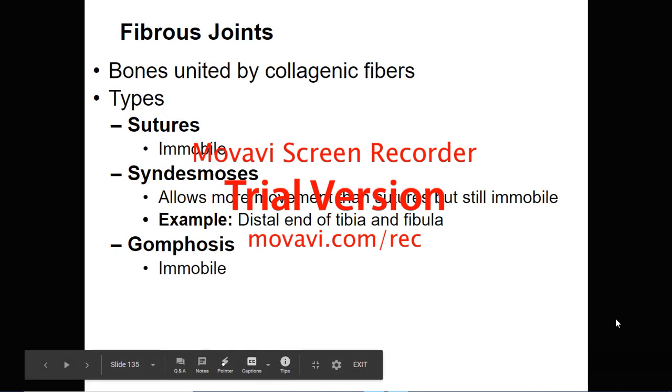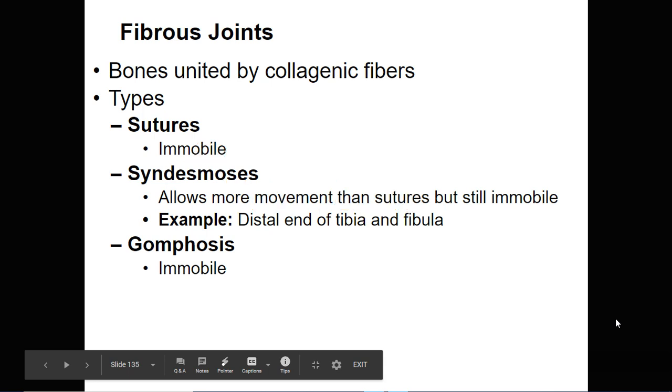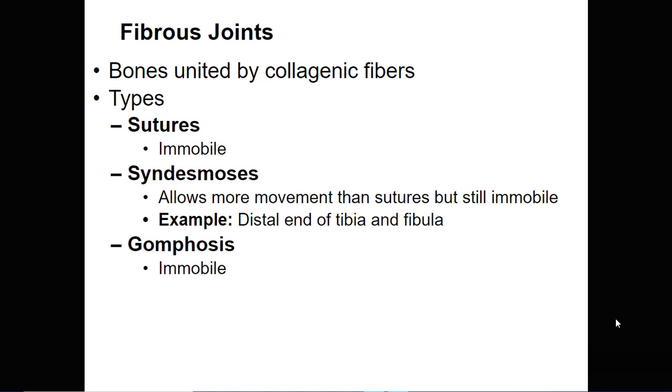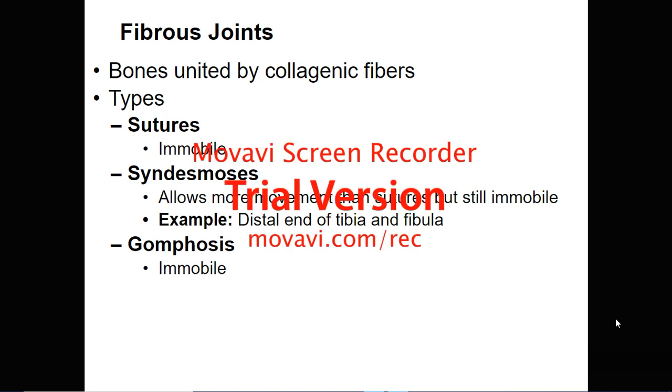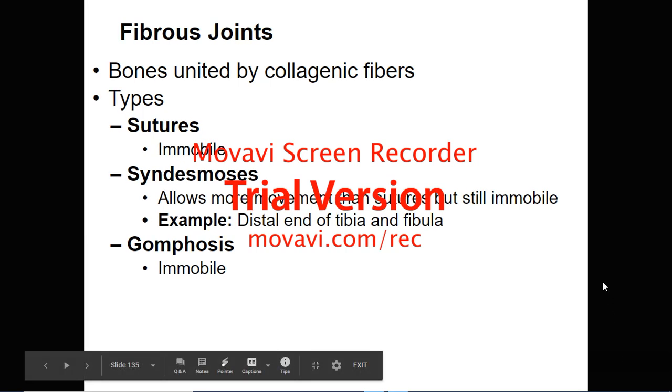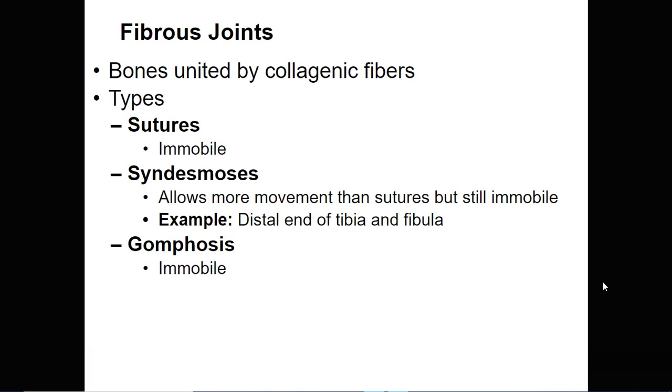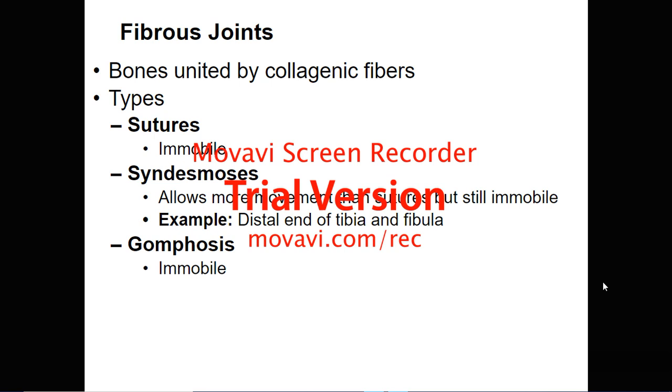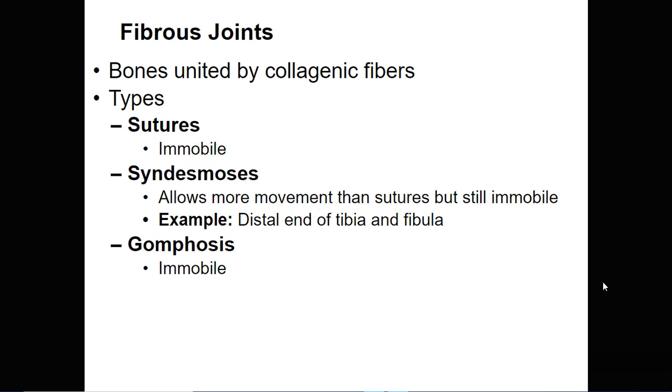In fibrous joints, the bones are joined by collagen fibers. Again, no joint cavity is present, and the amount of movement depends on the length of the connective fibers, but in general, most fibrous joints are immobile. There are three types of fibrous joints. You have sutures. The only place you're going to find sutures is the skull, and sutures are immobile. We'll talk more about each one of these on the next couple of slides where they have pictures. But again, they're immobile, and that's going to be for protection.